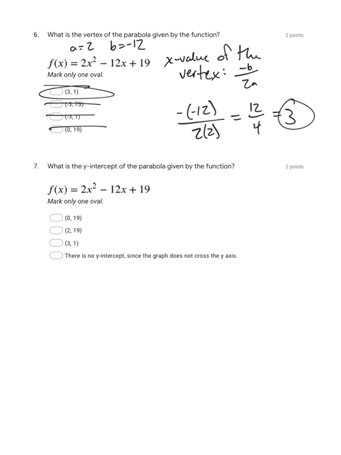Next one, what is the y-intercept? I'm going to take 0. The y-intercept is 0, f of 0. So I'm going to put 0 in for x in both places. And I end up with 19. So the only option is 0, 19.